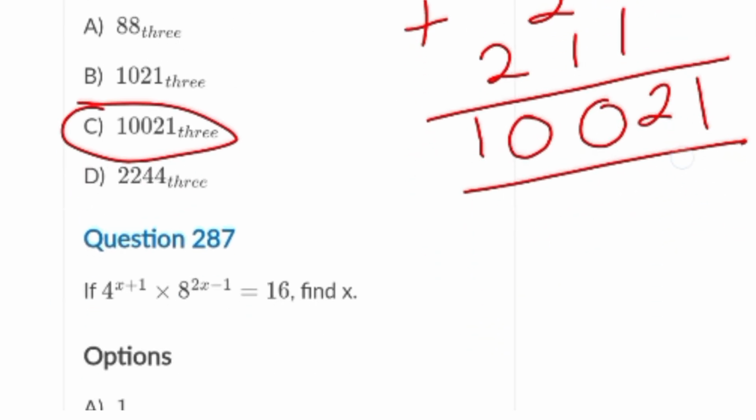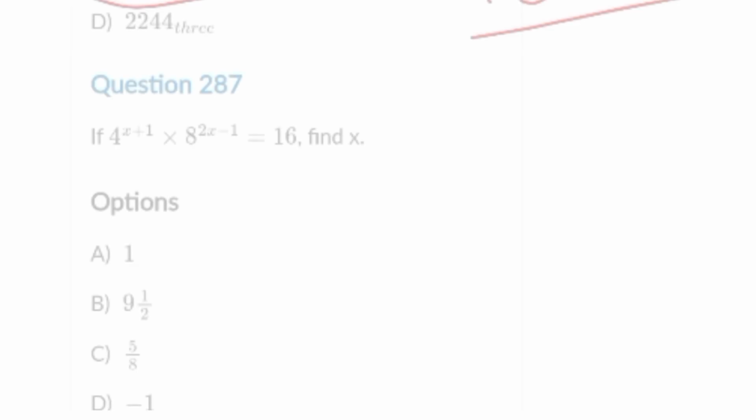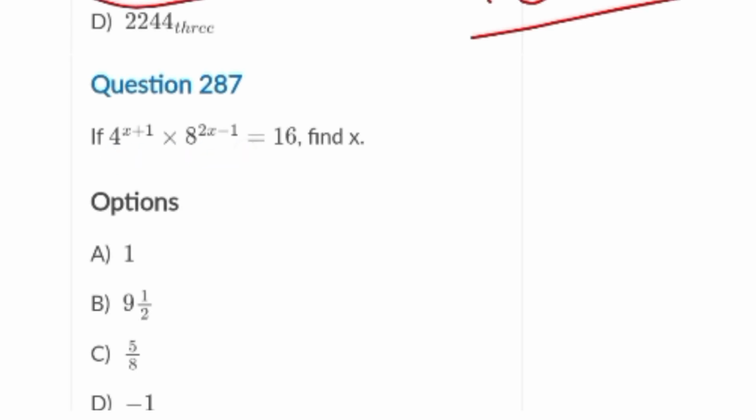Okay, the next one is: if 4 to the power x plus 1 times 8 to the power 2x minus 1 is equal to 16, you have to find x. From this question, you have to express this 4 as a power of 2, this 8 as a power of 2, and this 16 as a power of 2. So if you do that, you will get 2 to the power 2, that is 4. Open your brackets here because there's x plus 1 there. So put that x plus 1 in brackets.